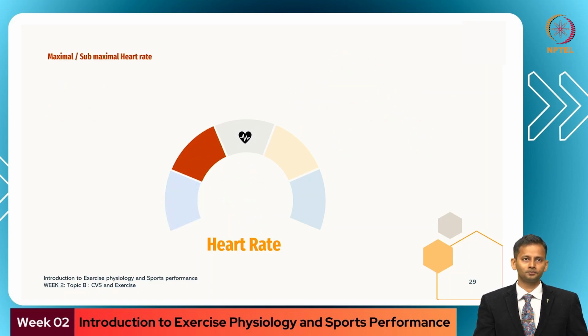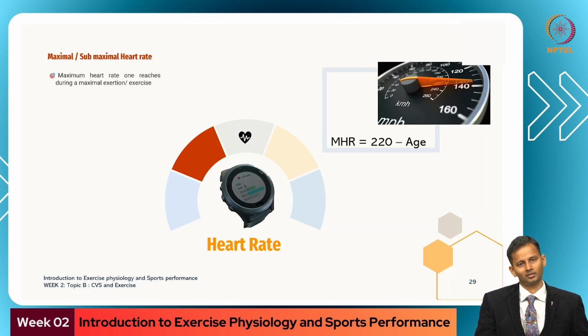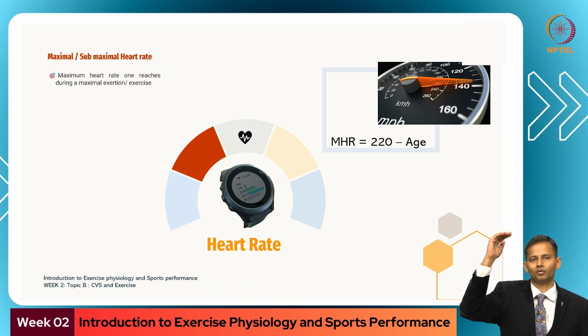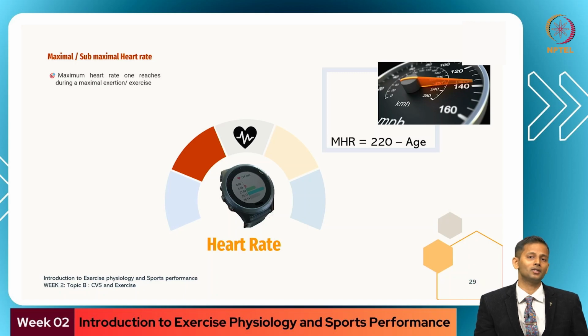Moving ahead with the maximal and the submaximal heart rate. So we learned about the resting heart rate, which is the basal heart rate. Now we learn about the maximum. The maximum an individual can take the heart rate to during an exercise or a peak exercise is called the maximal heart rate. So the maximal heart rate is generally given by the formula 220 minus age.